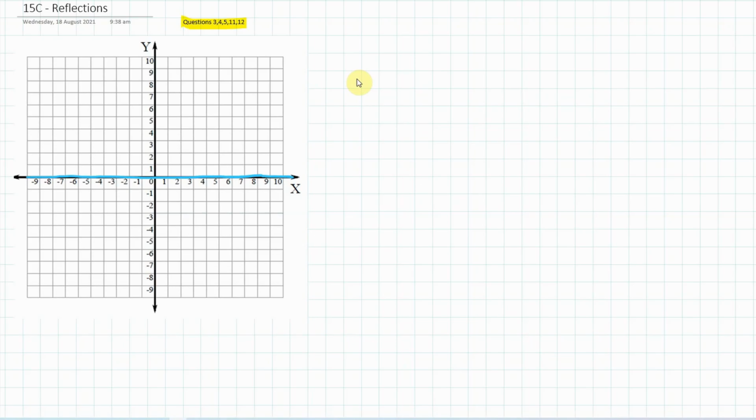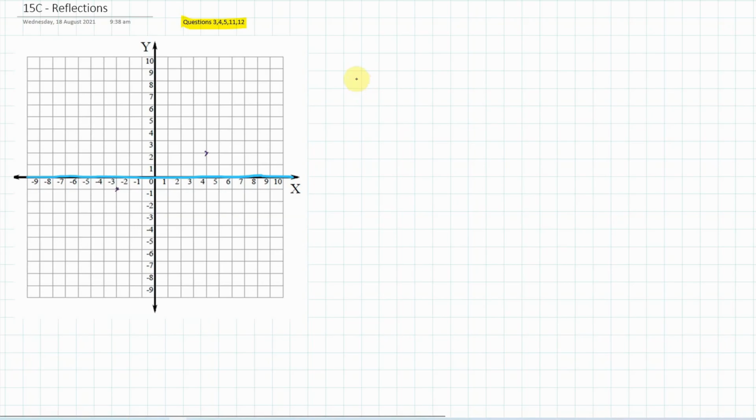Okay, now I've got a line L which joins 4, 2. So if I go across 4 and up 2, I've got that point there. And I also have a line -3, -1. So I go back 3 from the origin and down 1. So that is my line.